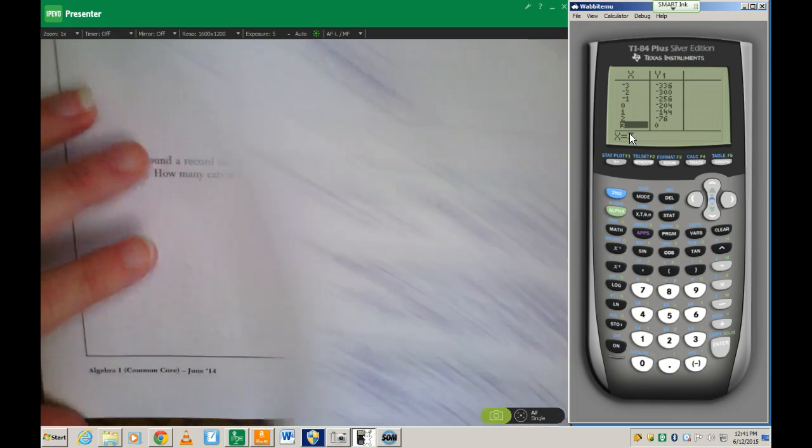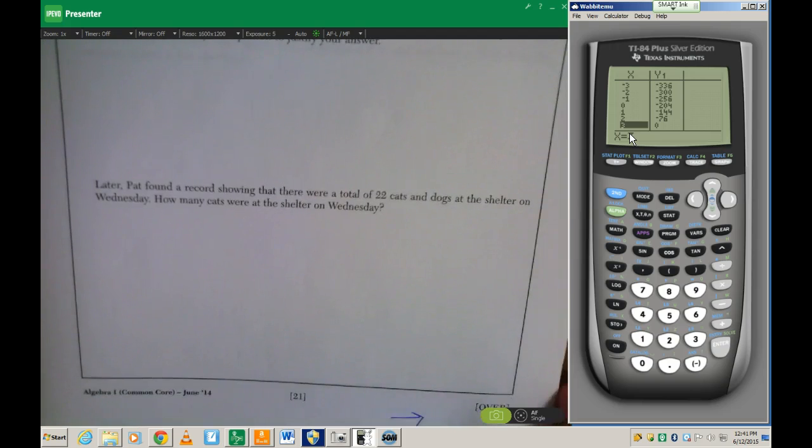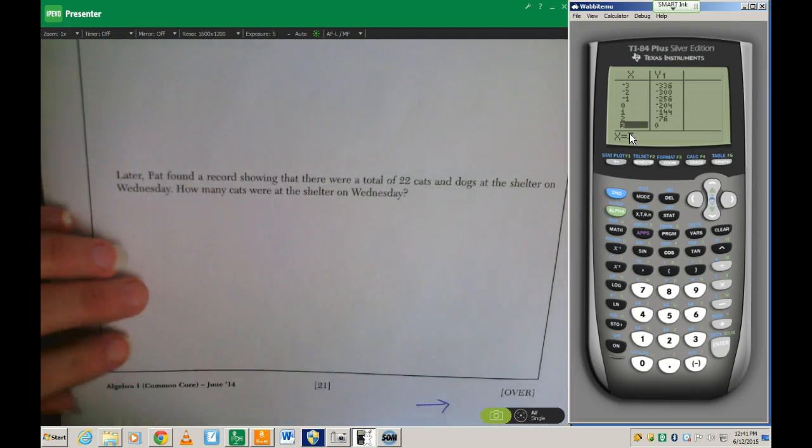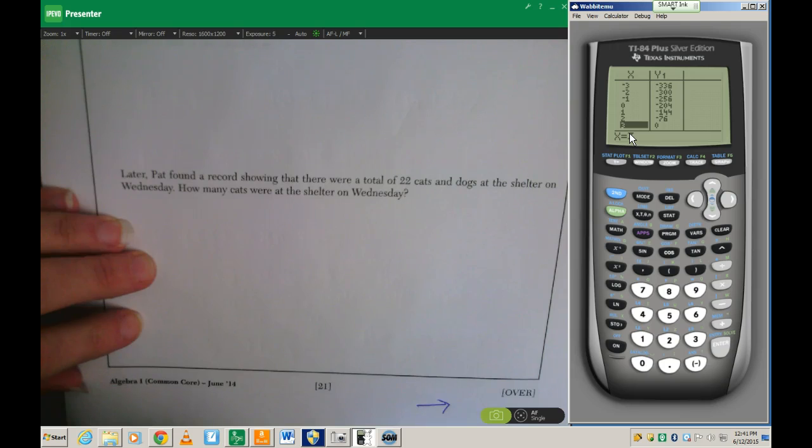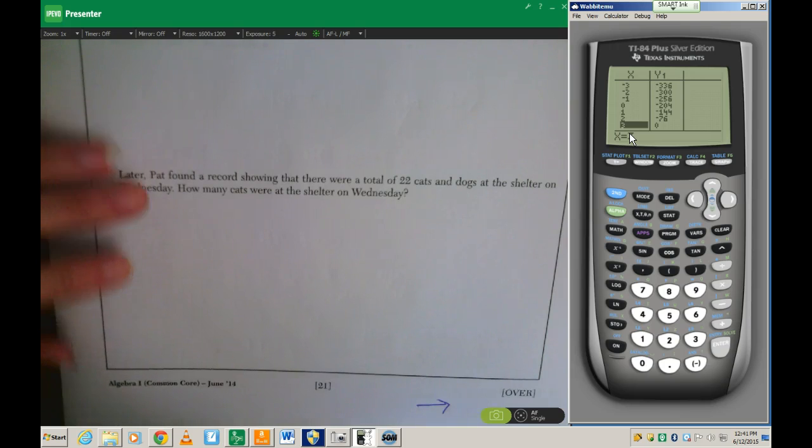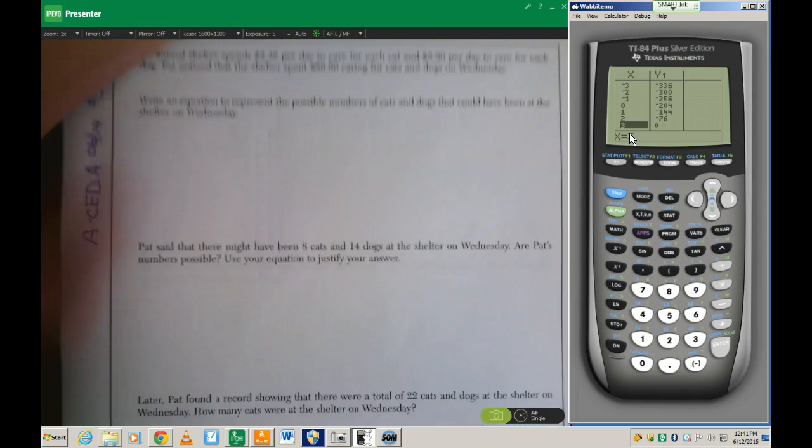Well, let's go on to the next one. Got a lot for here. So this is question A-CED, June 2014, question number 36. All right. The animal shelter. Look up if you could see it, huh? Let's fix it for you.